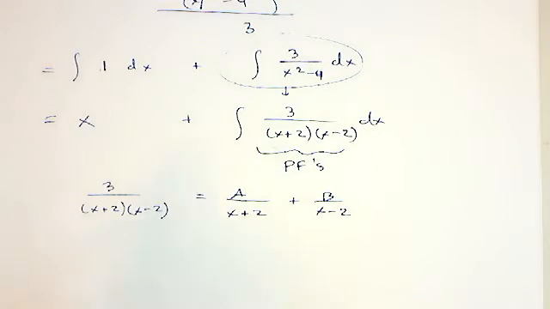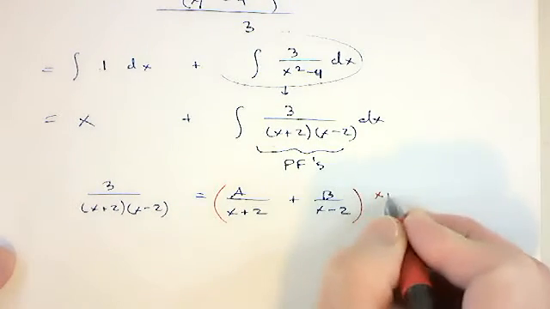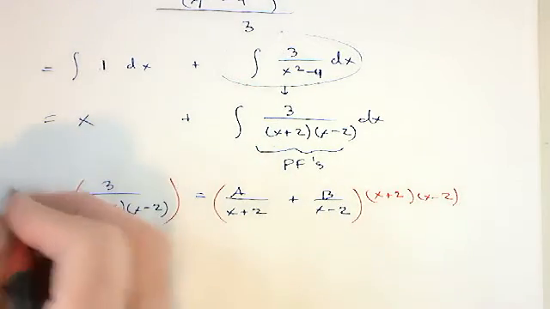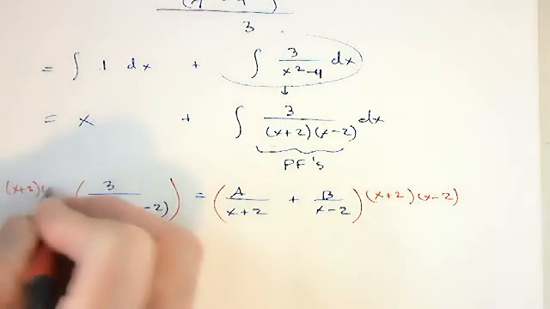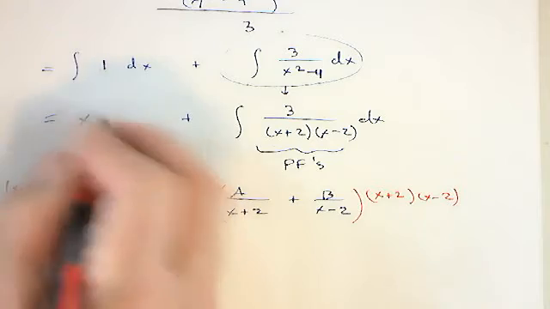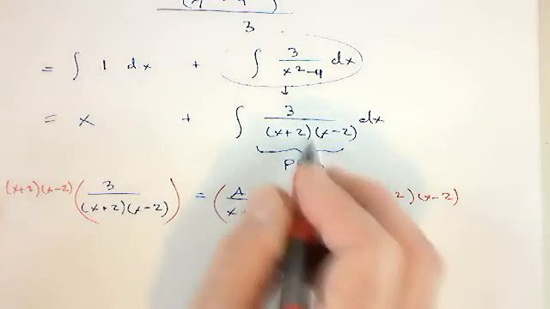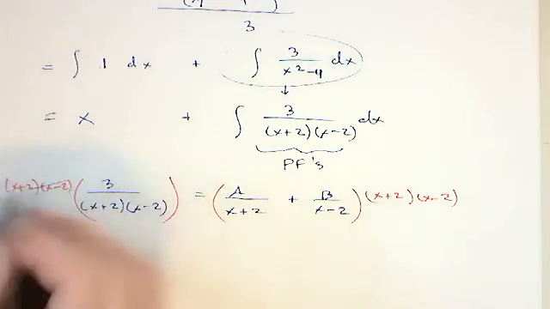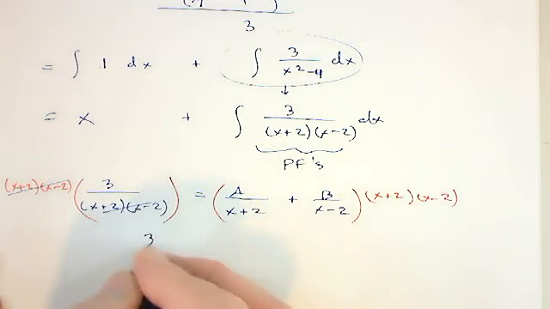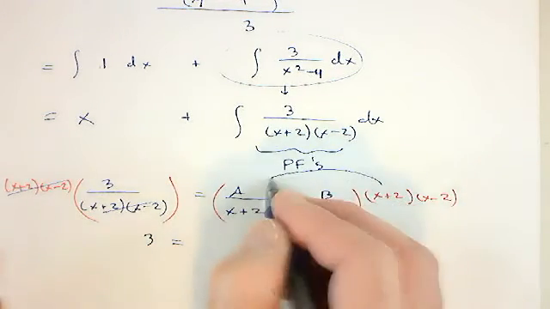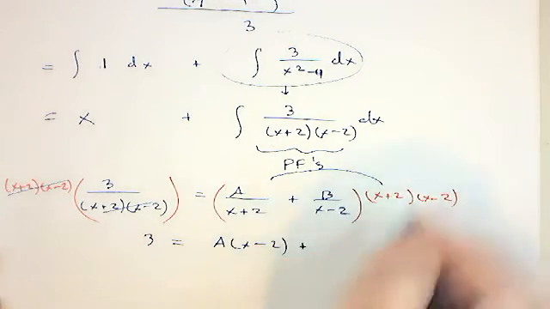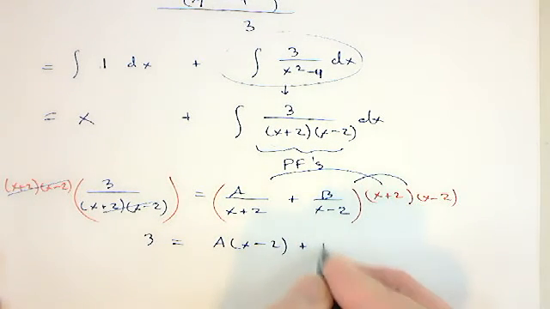Okay, there's my setup. I'm going to clear the denominators. I got to remember that x is there because we're working on this right now. We've already integrated that, but let's try to remember it. That cancels. 3 equals, x plus 2's cancel, A times x minus 2 plus B times x plus 2.